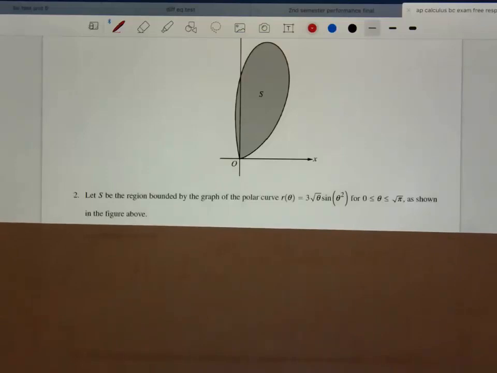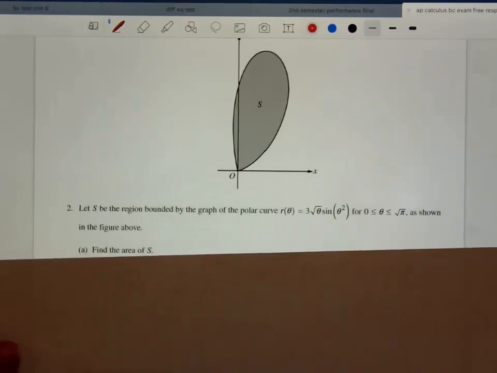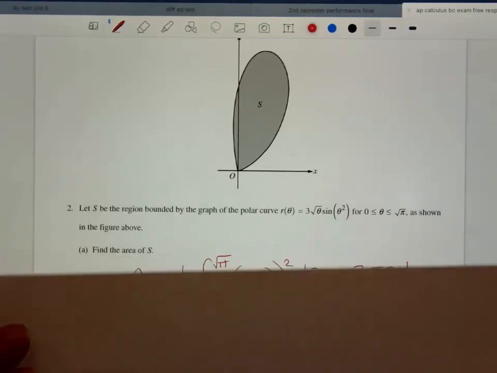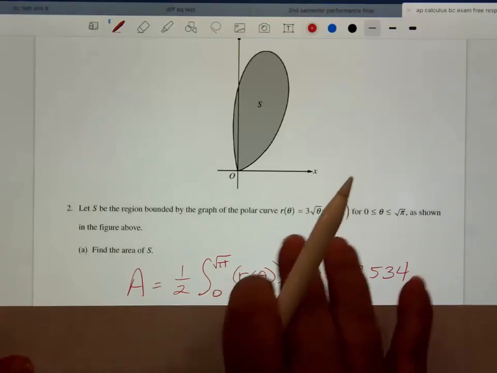This is that funky looking graph one. So we have S is the region bounded by this polar curve, which kind of looks like a flower, from 0 to the square root of pi as shown above. So the square root of pi is how far you have to go before it creates an entire region. Find the area, first thing they want. So the formula for area, which a lot of people missed on the performance final, they forgot the 1/2. So it's 1/2 integral from 0 to square root of pi of r of theta squared d theta, or you could put the equation in there, squared. When you put it in the calculator, you get 3.534. It's a pretty straightforward problem. You just had to remember the formula correctly.